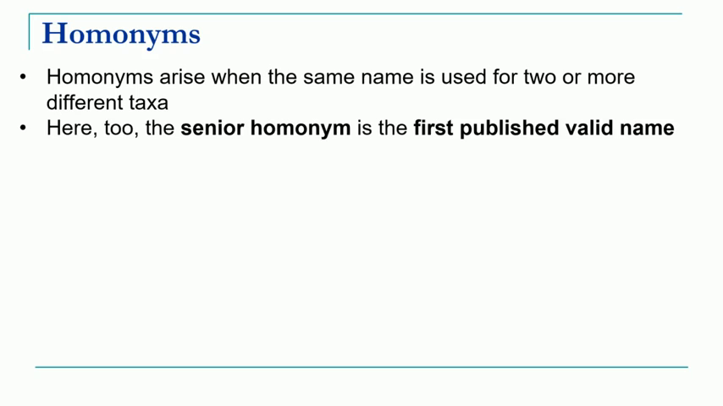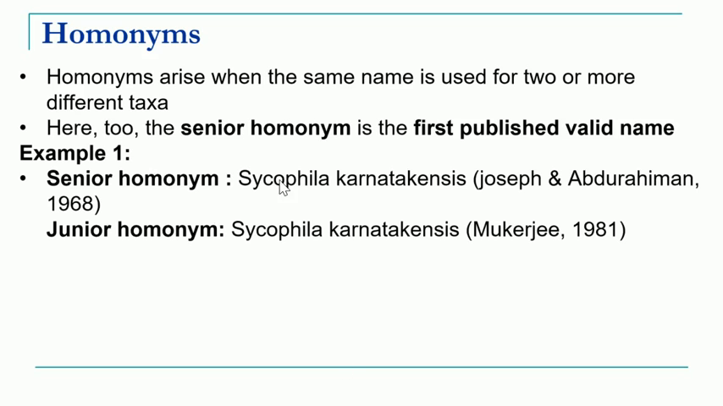So here also the senior homonym means the first published valid name. For example, suppose this name, that is Psychophila karnatakensis, was coined by these two scientists in the year 1968, and for another taxon, suppose this name is given for scorpion and this name is given for birds. The junior homonym is Psychophila karnatakensis, that is the same name used by Mukherjee in 1981. Since this name was first given, this is called a senior homonym and this is the accepted one, and this scientist has to give another name for the species which he has discovered.